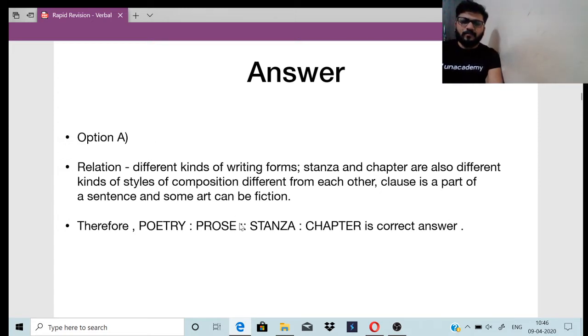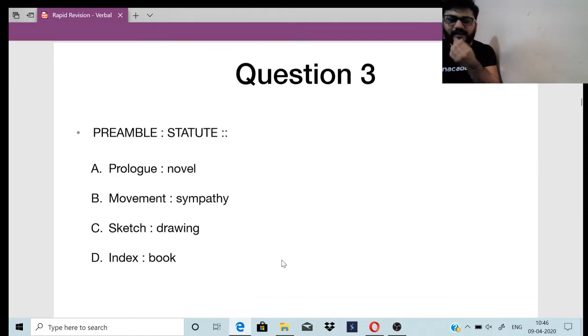You can also name the prose as another chapter. Okay, poetry, prose, stanza and chapter. Chalo, the next one. Preamble, statute. Okay, which will be the next two words?